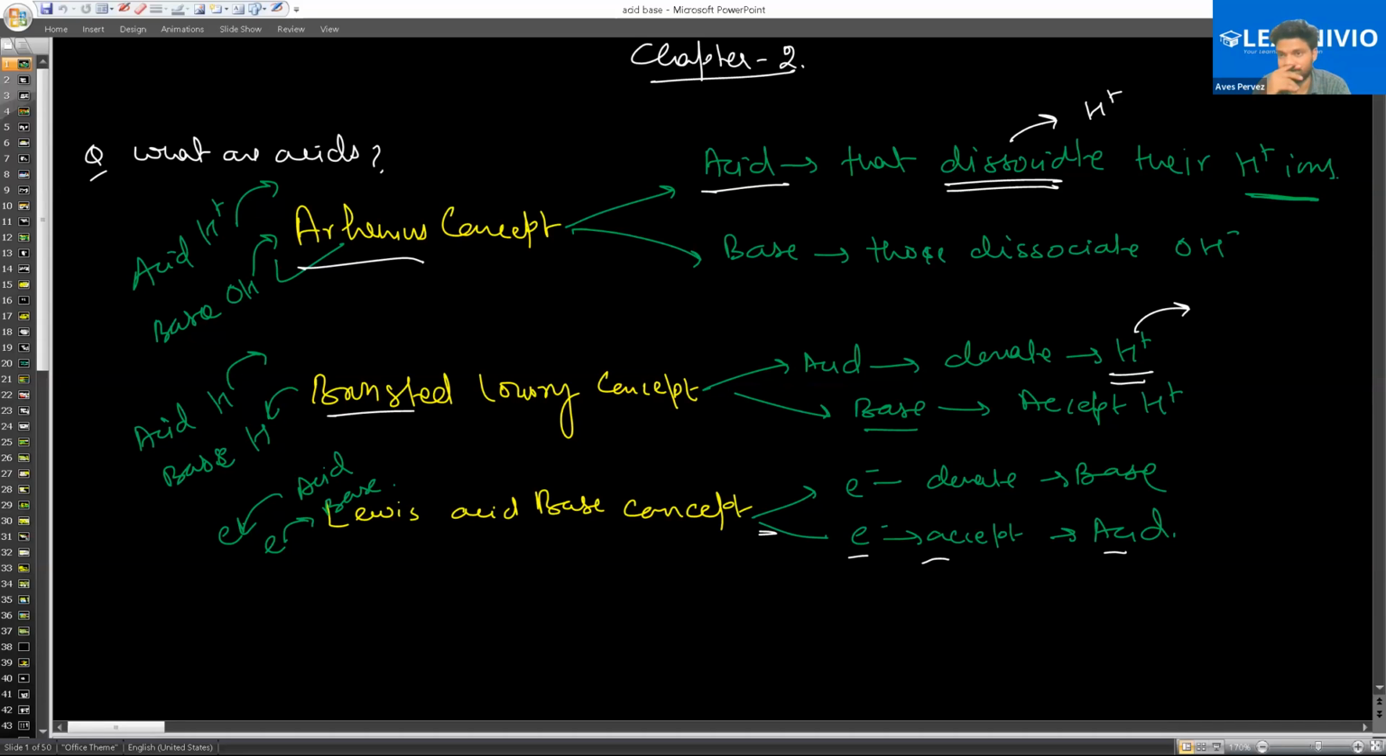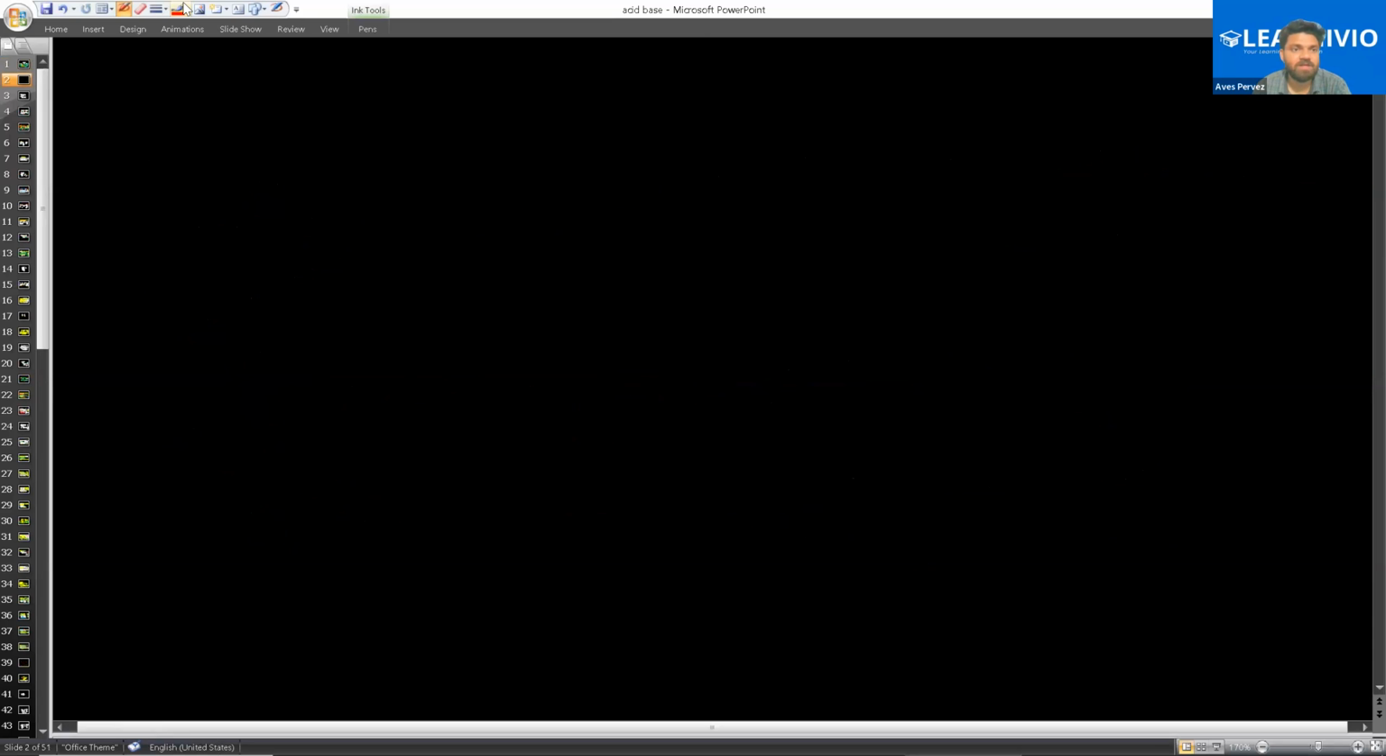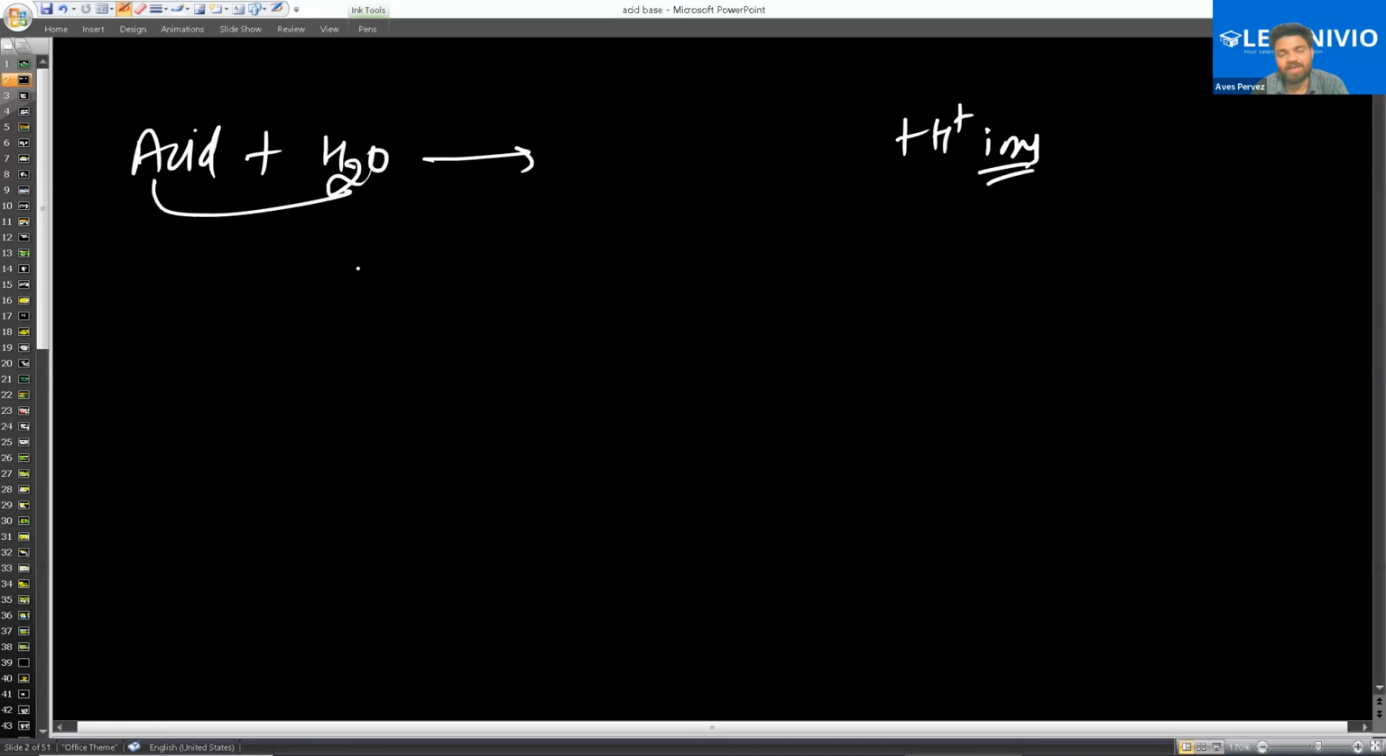Acids are those substances that dissociate H plus ions in aqueous solution. What does it mean? It means that when acids react with water, or are added to water, they produce H plus ions. For example, we have HCl, hydrochloric acid. We add it to water.